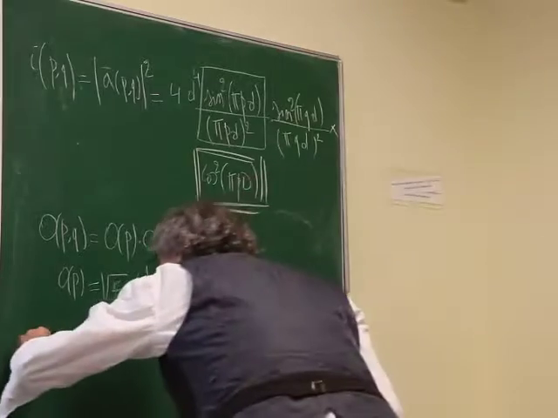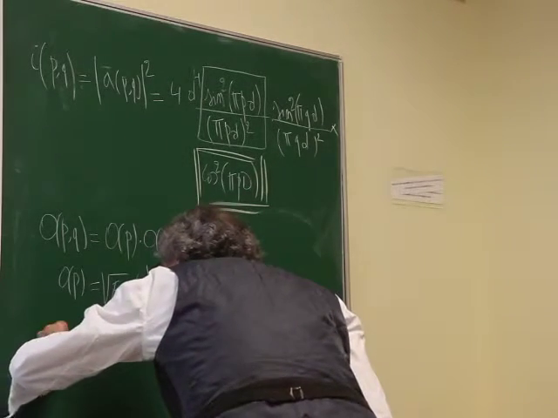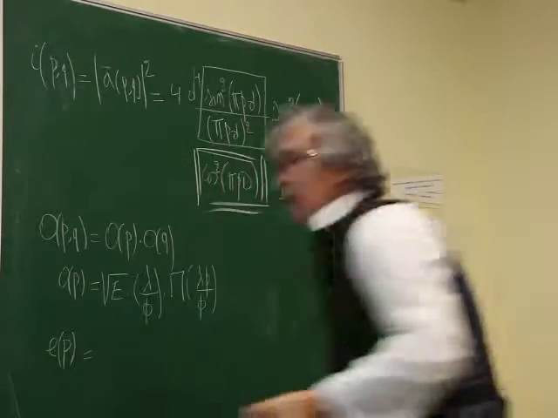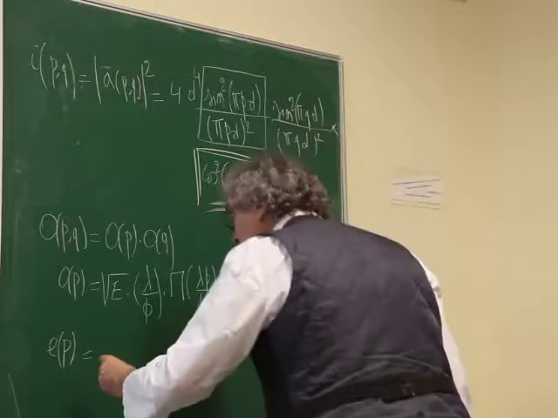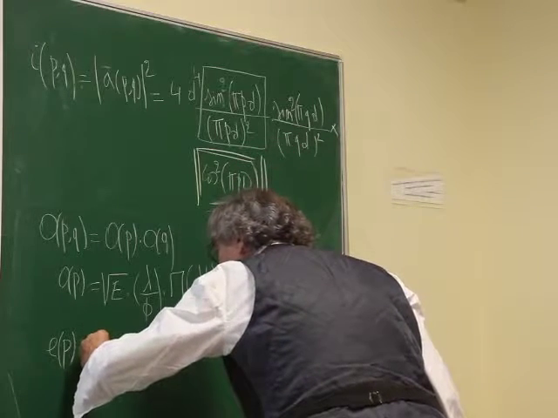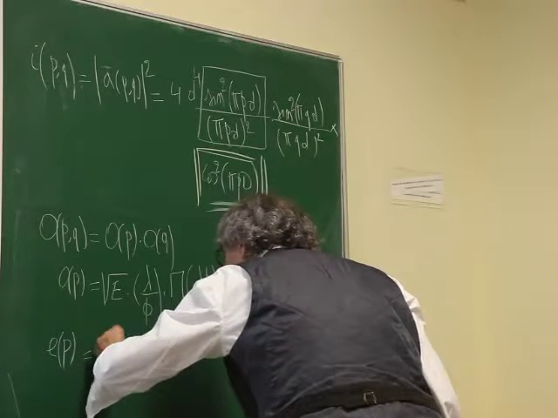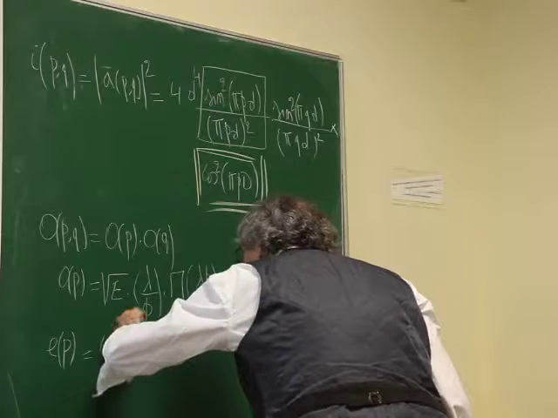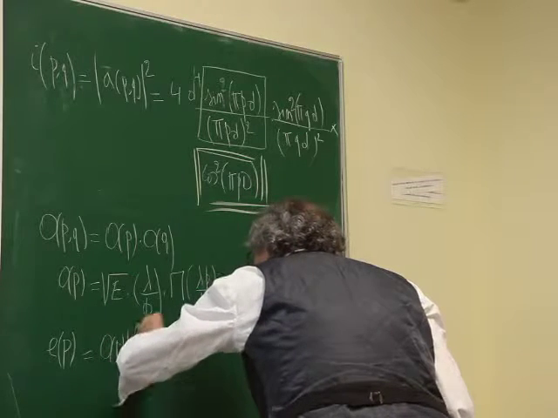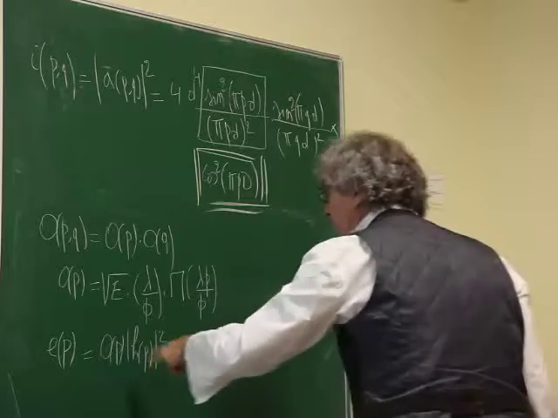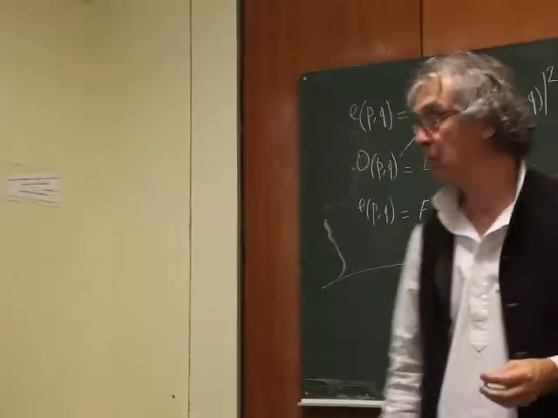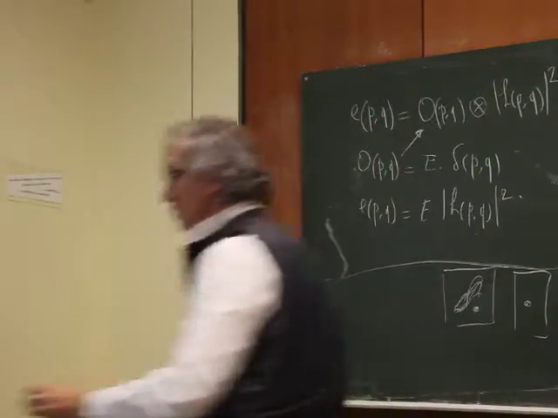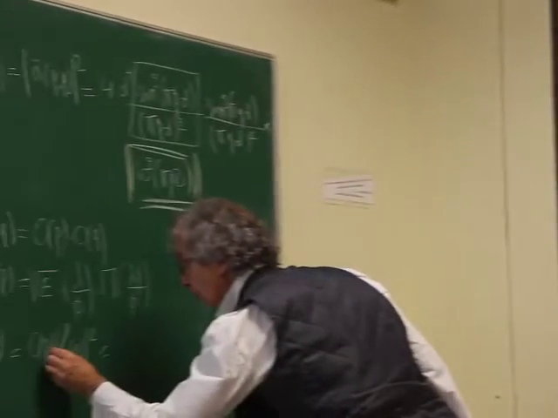Now, what I'm interested in is to find the distribution of the complex amplitude in the focal plane, E(P). And this I know, this is the convolution product of O(P) by the square of the response function along the p direction. So here I should say convolution product.